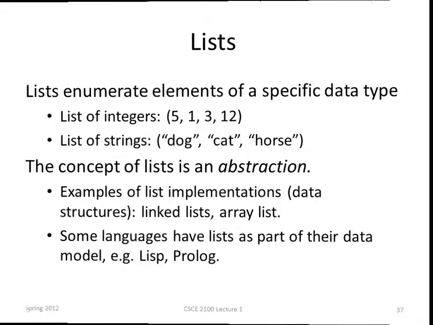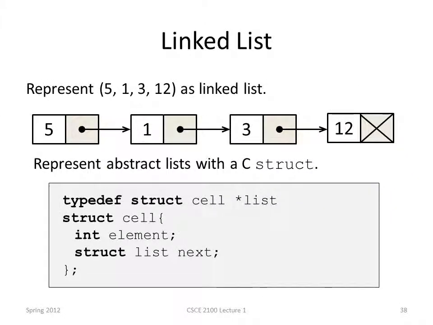So in a linked list, we would represent 5, 1, 3, 12 as the linked list where we have a structure over here, a C-type struct, we'll call it cell, with an element and a pointer to the next structure. So 5 has a pointer to this unit containing a 1, which has a pointer to this unit containing a 3, which has a pointer to this unit containing a 12.